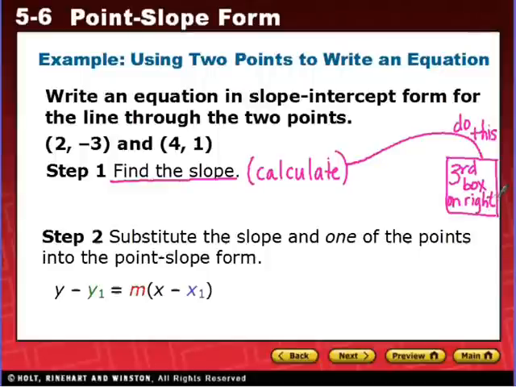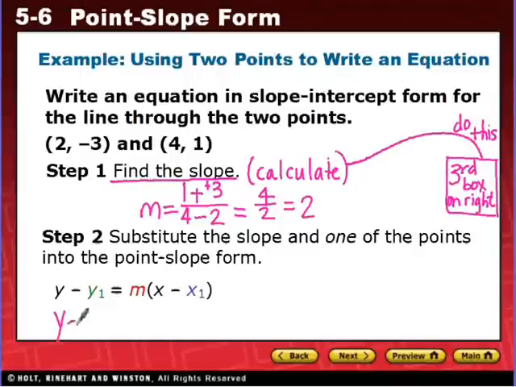Okay. So let's try it for this one. 2, -3 and 4, 1. So we're going to use the slope formula. M equals y2 minus y1, that's 1 minus -3, over x2 minus x1. And after I zip zap, I get 4 over 2, which is 2. So now I know the slope. And I'm going to plug everything in.